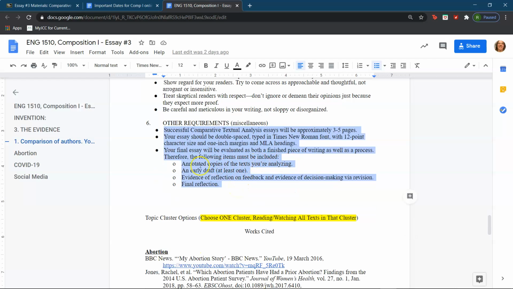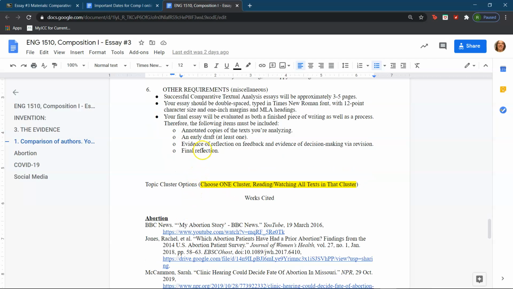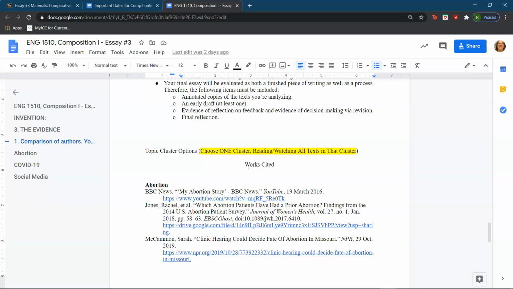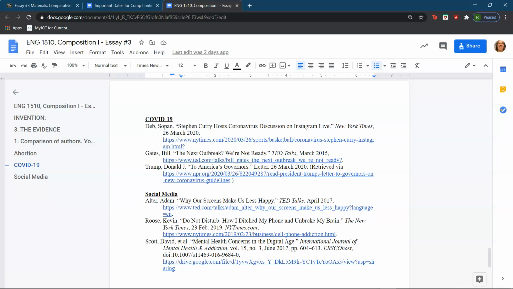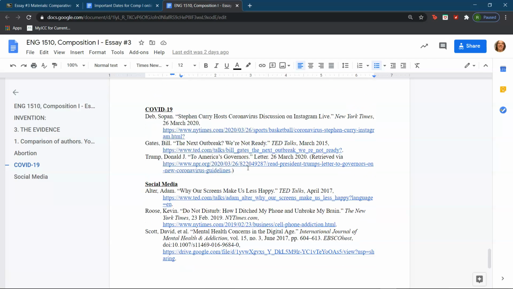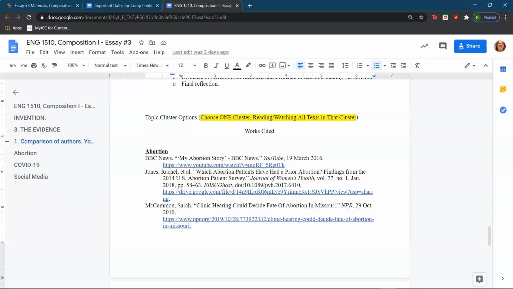So for this final paper, you have to hand in a final draft just like for every paper, but you also have to maintain annotated copies of the texts or sources you're analyzing. So that means taking notes on all the sources and making sure you include that within your final portfolio or your Google website. And you have to make sure you have an early draft, at least one, so that means a rough draft, and evidence of peer review, and the final reflection. So here are the different topics that you can choose from. You can choose from abortion, COVID-19, or social media. So those are the three main topics there.